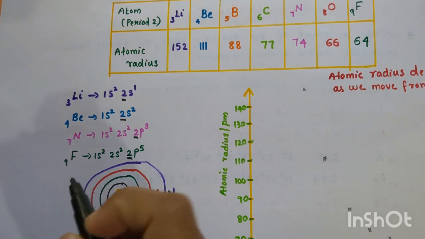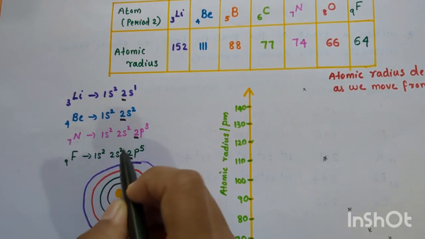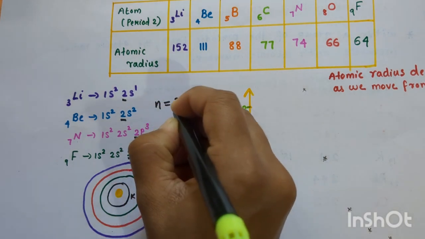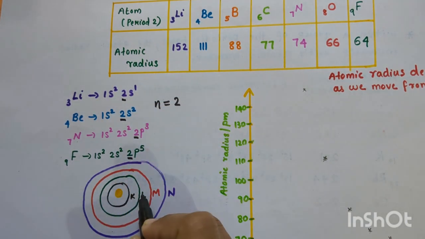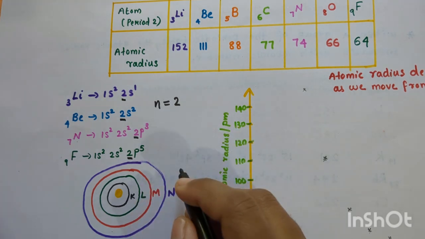That is, the outer electrons are in the same principal energy level. Here the principal quantum number n is equal to 2, which corresponds to the L shell. So, all the outer electrons are in the same shell, that is the L shell. They have the same principal energy level with n equal to 2.